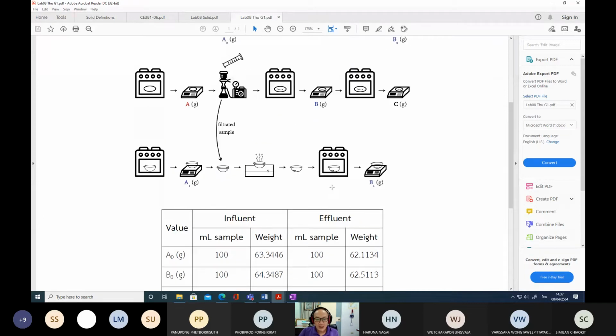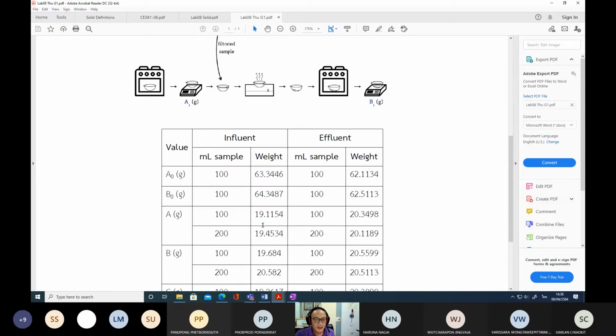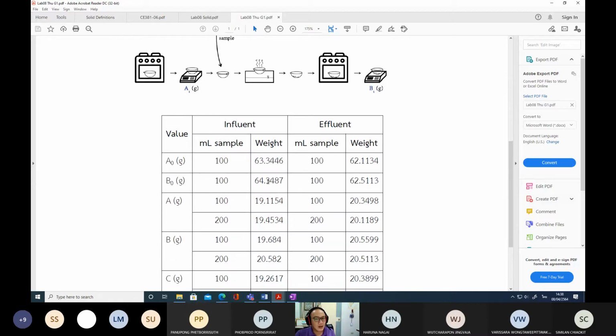One thing I forgot to tell you about the analytical balance: we have various types in the labs. We have two-digit analytical balances, three-digit, and four-digit. The analytical balance we use to weigh the crucibles and the filter paper must be the four-digit analytical balance. Three digits is not accurate.